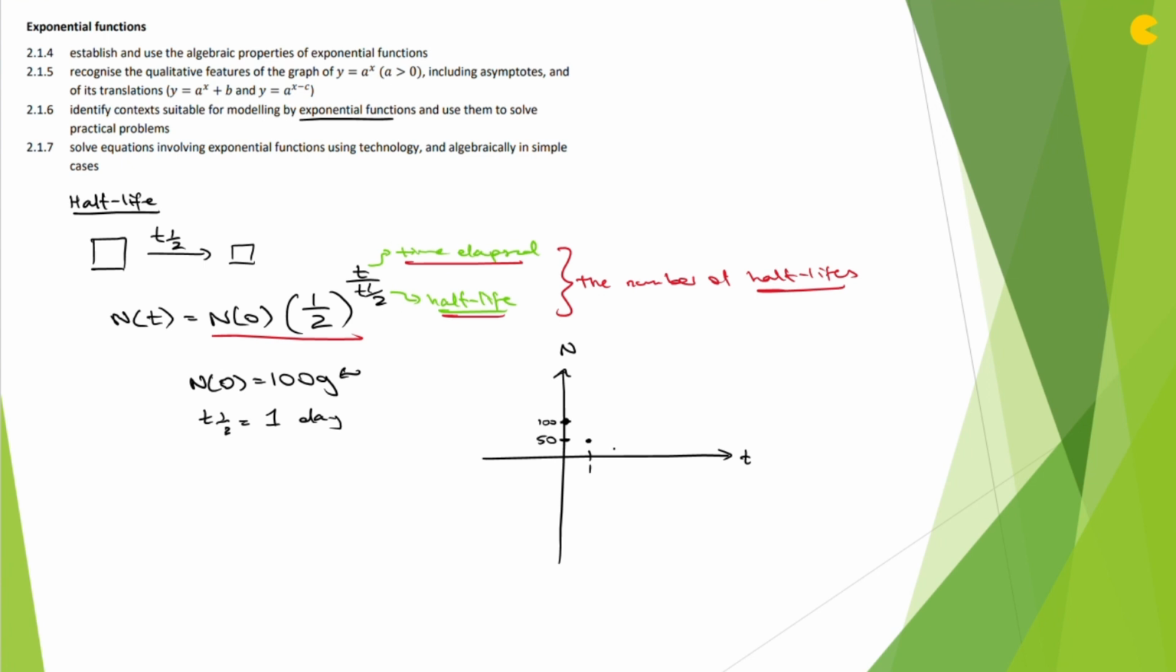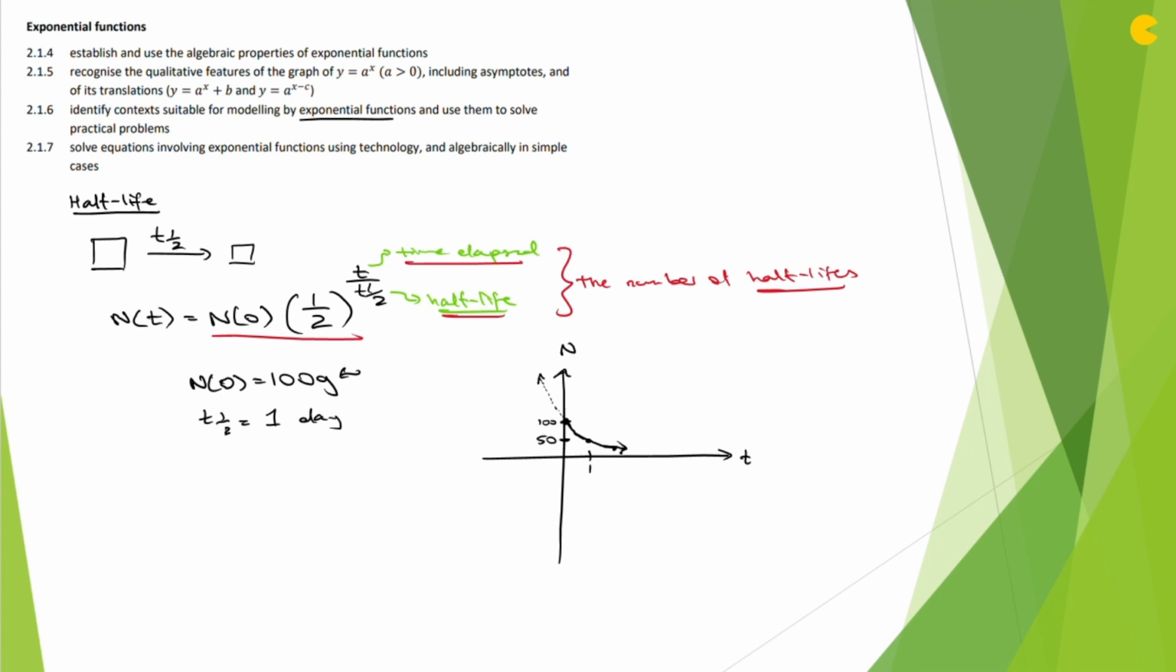So this is 50 grams, this is 100 grams. After 2 days, we'll be at 25. 3 days, 12.5, and so on and so forth. As a result, we have an exponential decay that looks like this. And generally, we're not going to graph this point here, even though it does exist, because we're only starting to track at time equals 0. You don't really have negative time, right? So thinking about the contextual relevance of what you're solving here is really important.